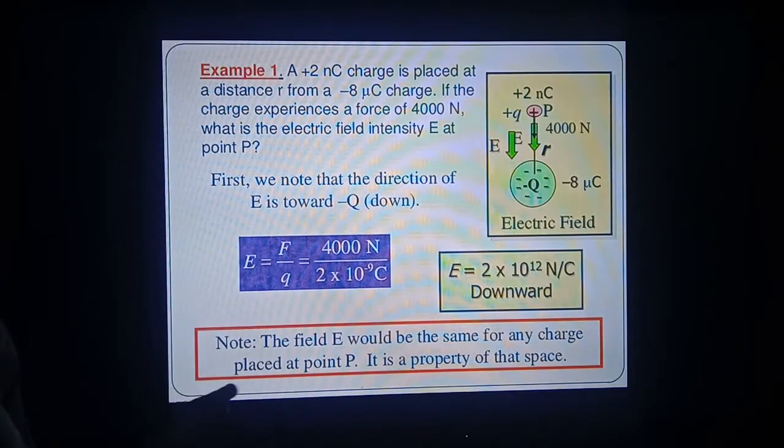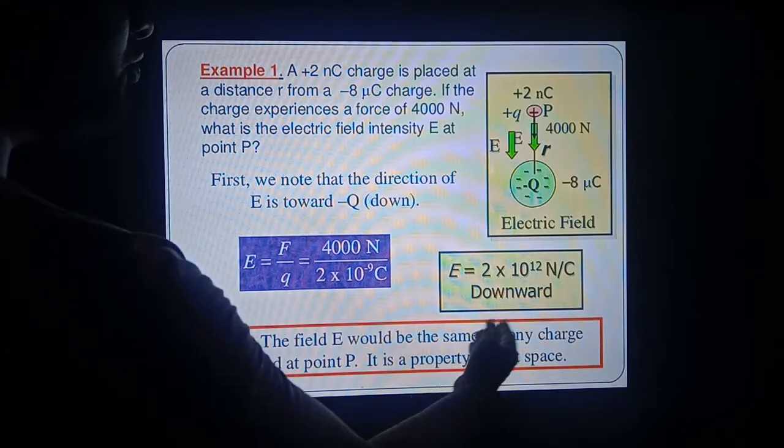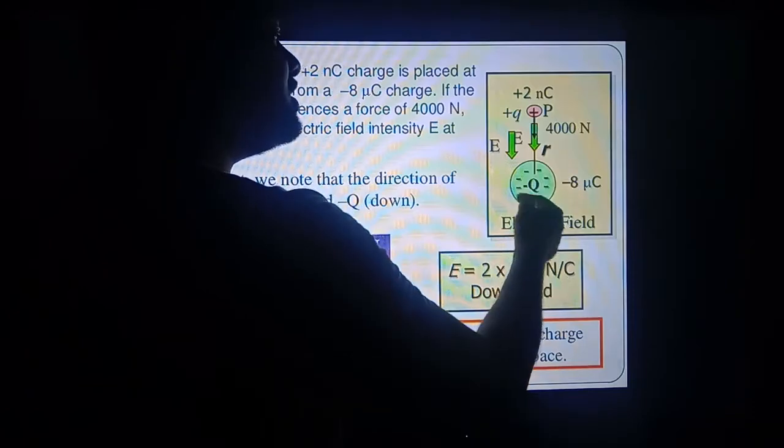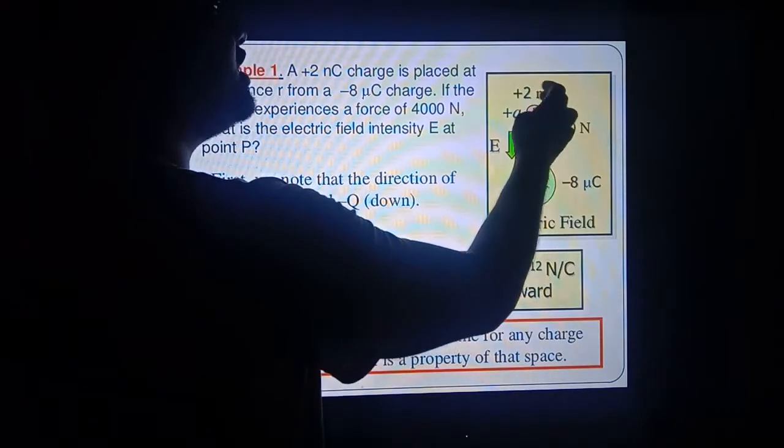Note, the field E would be the same for any charge placed at the point P. Meaning the field due to this charge is independent of any charge kept at this point.